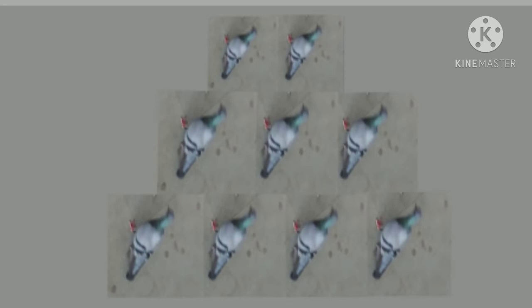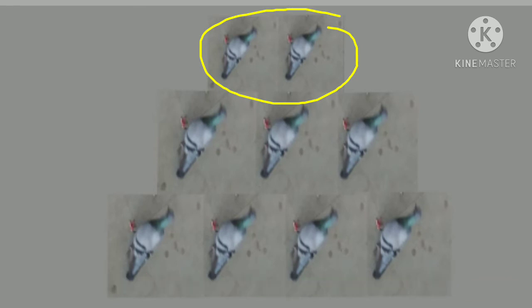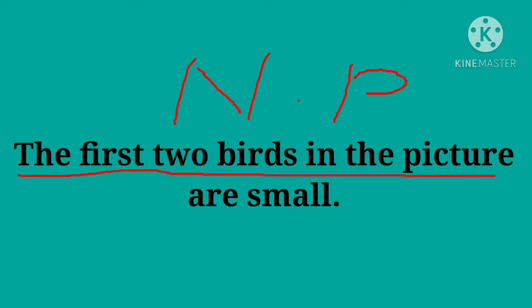Okay? So here is a picture, you look at it and answer this question. Which two words in the picture are very small? You look at it. You can see the first two words in the picture are very small. In this sentence, the first two words in the picture is the noun phrase.